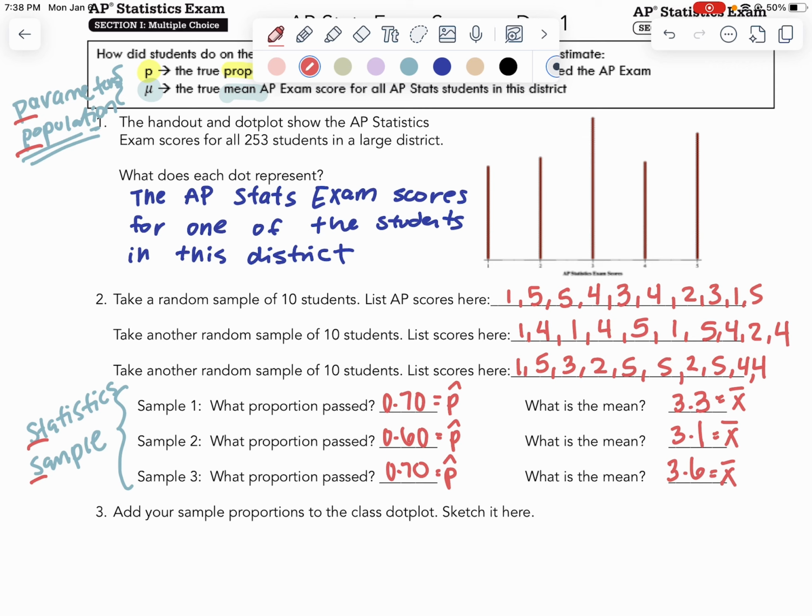And if you notice, both of them have a hat on, right? Whether it's P hat or X bar, they both have something above them. So that's one way to help you remember which symbol goes with what. The other one, the parameters, right? This is 253 students. If I were to find the average for all of them, that is from the whole population. That would be mu. If I found the average of this whole dot plot, this dot plot is what we call a population distribution.